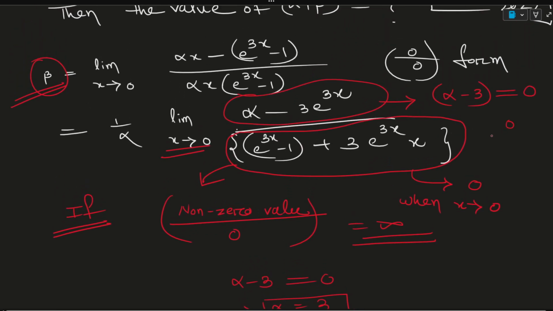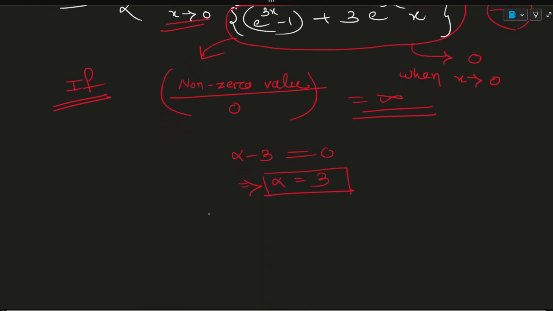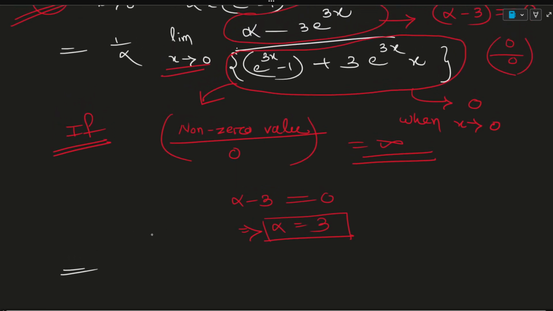If that happens, then this question will be converted to 0 by 0 format. Then again we can apply the L'Hospital rule. So let me write properly. From here we got the value of alpha is 3. So we have, alpha is outside the limit, so it will be 1 by 3.